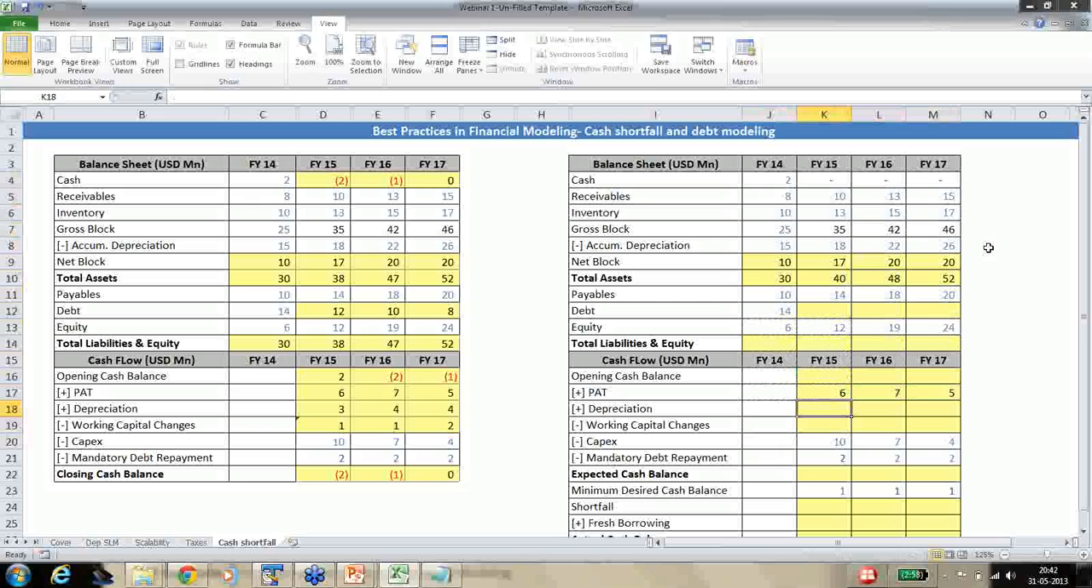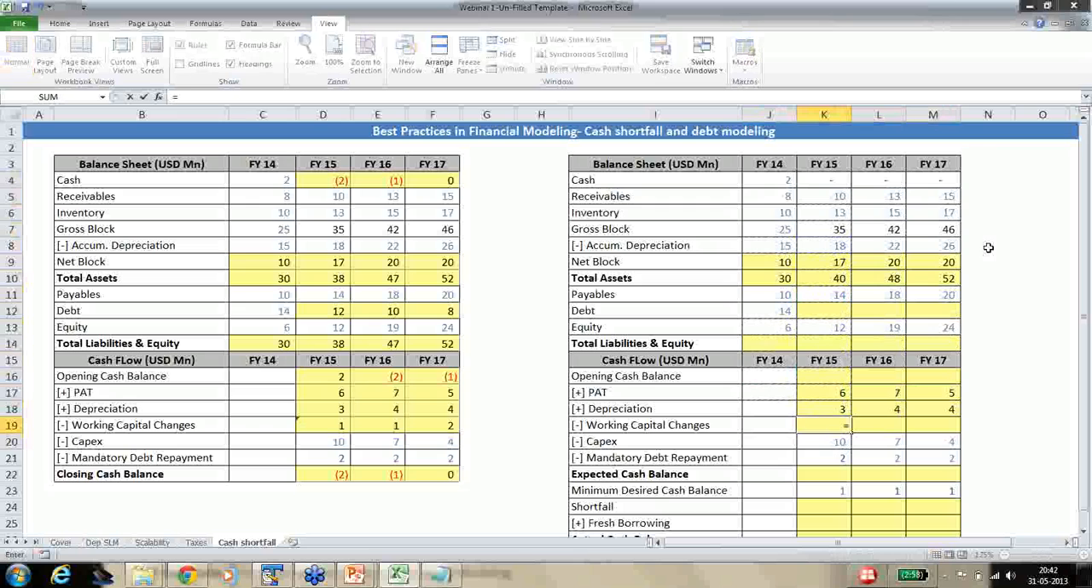Similarly, I want to find out the depreciation. What is the depreciation? I know that the total accumulated depreciation for this year is 18 and last year it was 15. So I must have got a depreciation of 3 in this year. Again, I do this and I get this number.